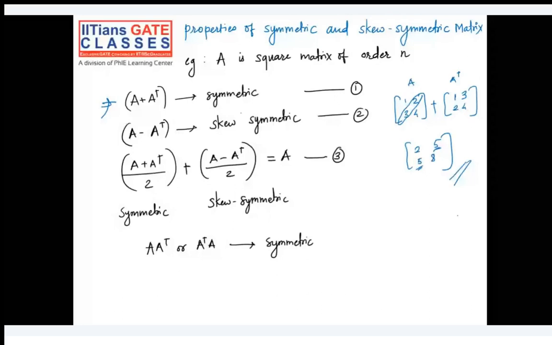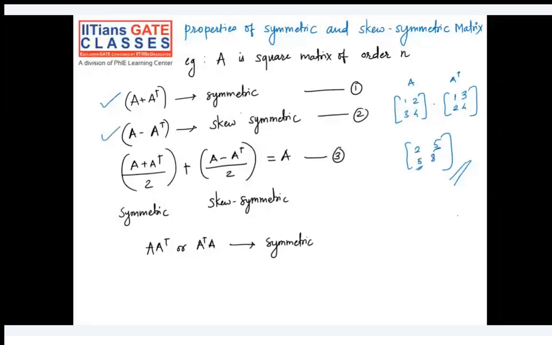Okay, so in this case, if I just subtract here rather than adding it, you will realize that you will get the principal diagonal elements as 0. 1 minus 1 is 0, 4 minus 4 is 0, and 3 minus 2 is 1, and 2 minus 3 is minus 1. So it is satisfying what we are studying. That is, principal diagonal elements are 0 and aij is equal to minus aji. So that is why it is a skew symmetric matrix.